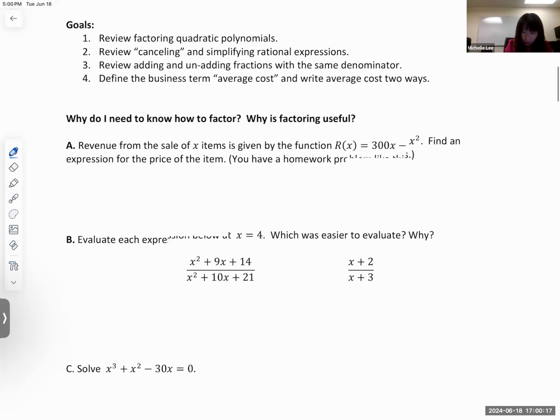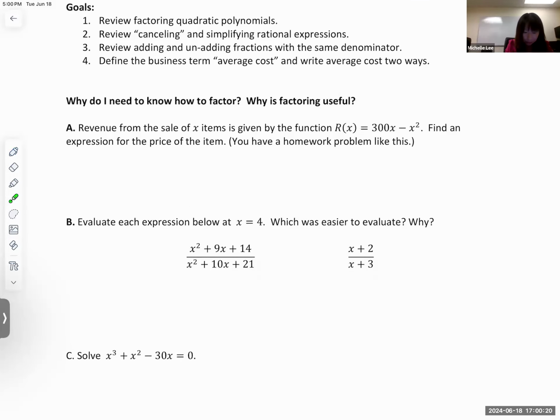Okay, so the first one we have is revenue. Last time we had the revenue equal to price times quantity, right? Let's denote price as P, and Q, or x, is the quantity. Now revenue in that case is 300x minus x squared.